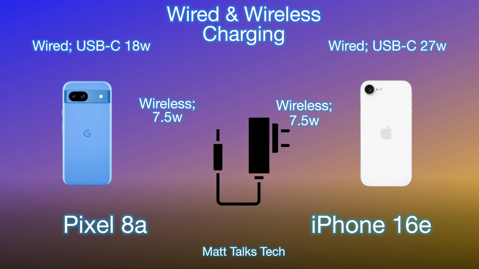The Pixel 8a has USB-C up to 18 watts of charging here. It's the maximum. It also has wireless charging at 7.5 watts, but the iPhone 16e, if you plugged it in by USB-C, you can actually go up to 27 watts, so a little bit more there. And obviously with a smaller battery too, it's more than likely the 16e will charge up faster than the Pixel 8a, which was obviously charging at a lower amount and also has a bigger battery inside.